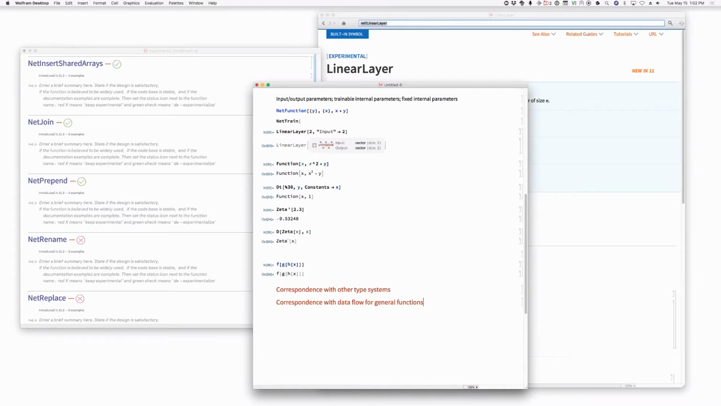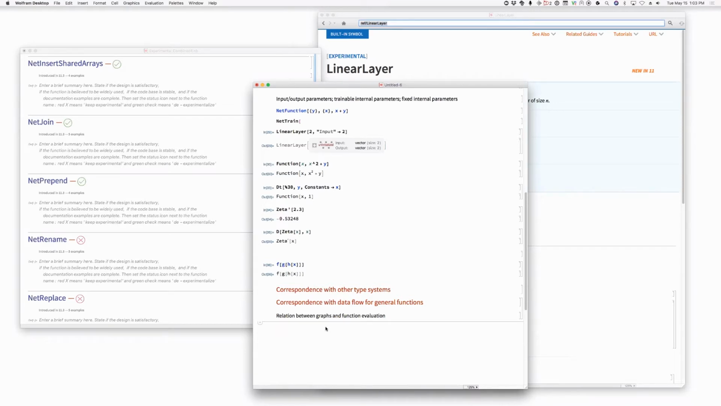Then another case is correspondence with data flow for general functions. That is the notion of a relationship between graphs and function evaluation, which we have in the case of neural nets, but we don't have in the case of graphs. Am I making sense?